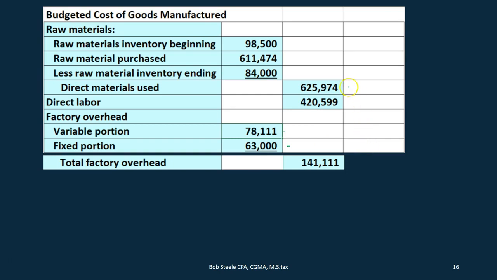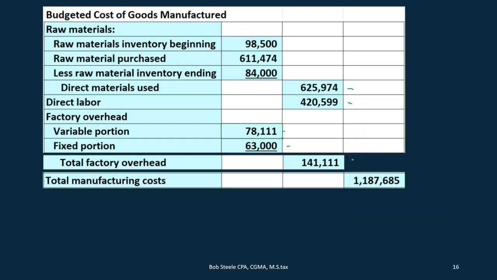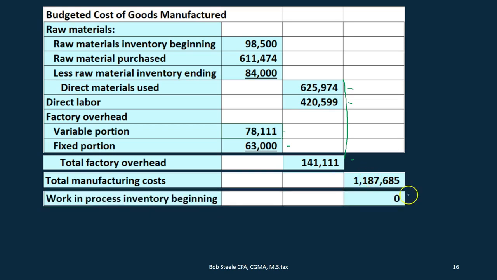So now we have our three components in the outer column, that being the direct materials, the direct labor, and the factory overhead. We will then, of course, add those three up. We're adding the 625,975 plus the 425,99 plus the 141,111, giving us the 1,187,685. Then we're going to have the work in process at the beginning.